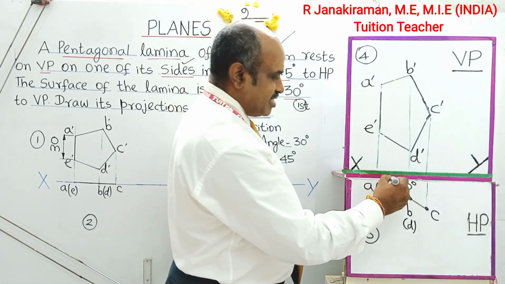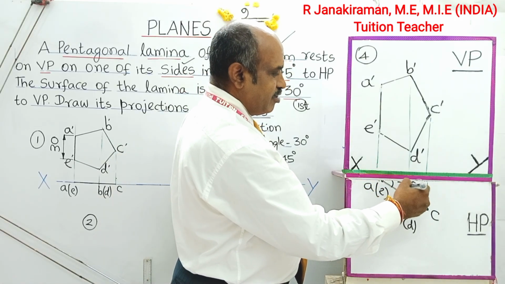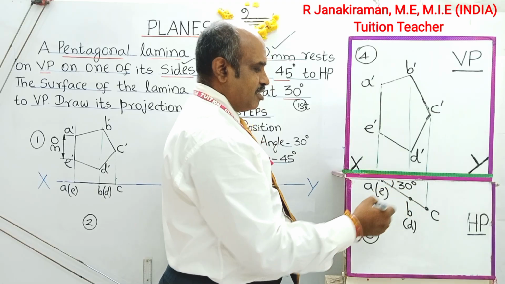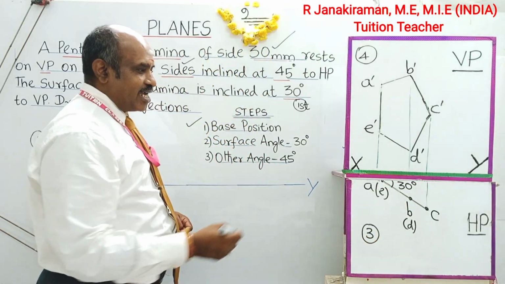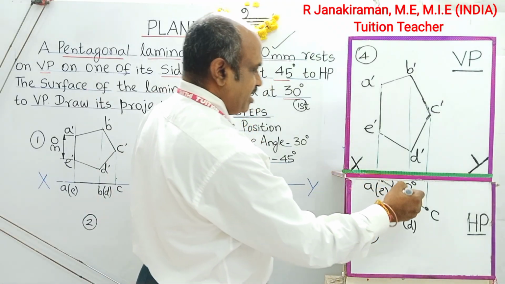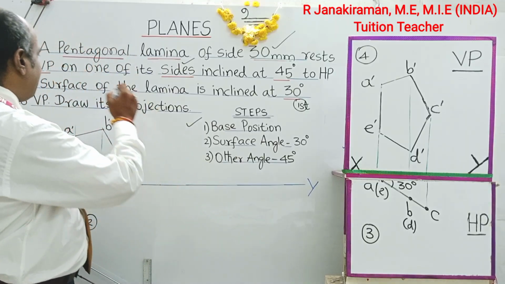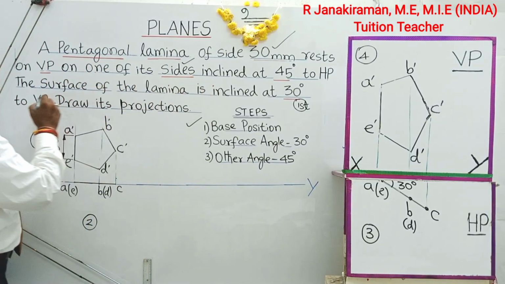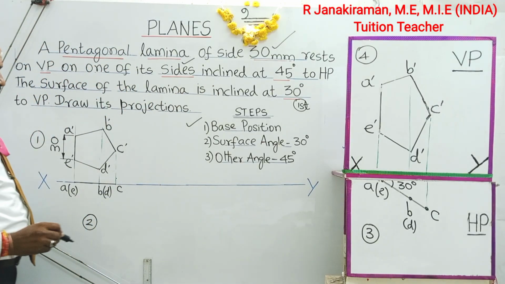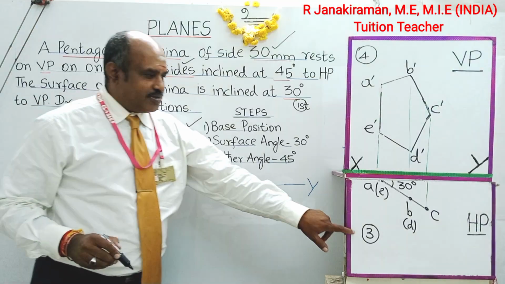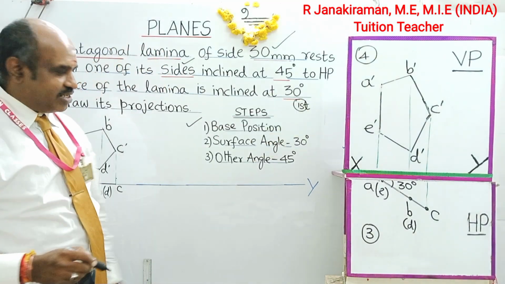Its angle of inclination is 30 degrees inclined to VP. Inclined to VP means that the angle will always come below the XY line. So refer to the question: the surface of the lamina is inclined at 30 degrees to VP. Understand? So how to draw this third diagram, and then go for the fourth diagram? The sequence is like this.